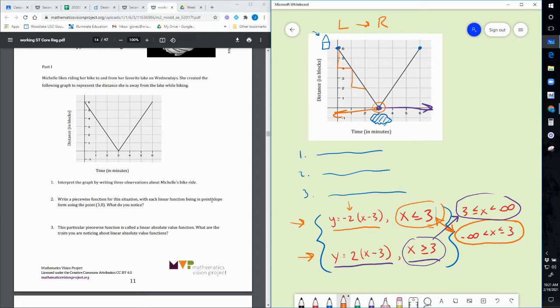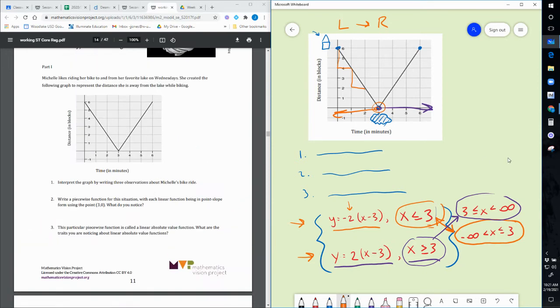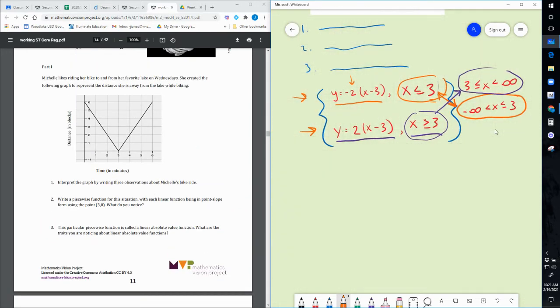This particular piecewise function, I'm looking at number 3 now, is called a linear absolute value function. What are the traits you are noticing about linear absolute value functions? So for number 3, just write something that you notice. Okay, pause and tell me. Okay, what do you notice? Pause.